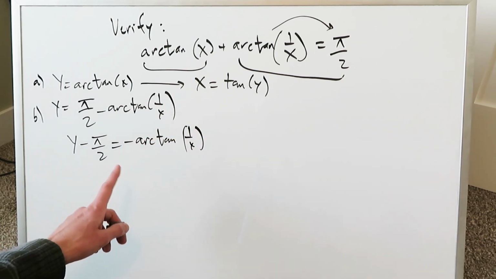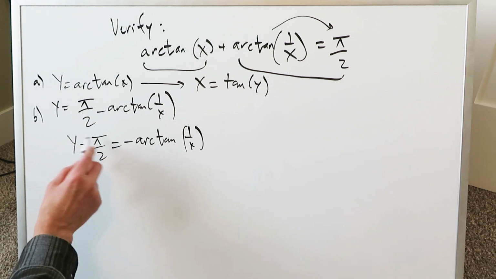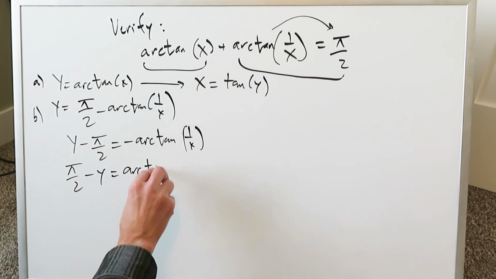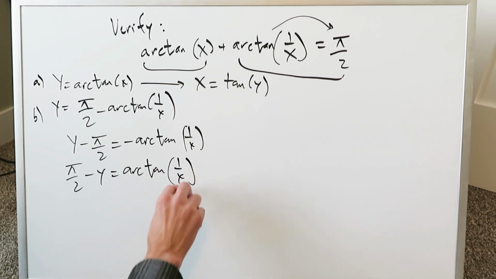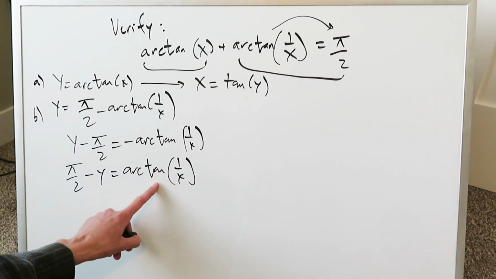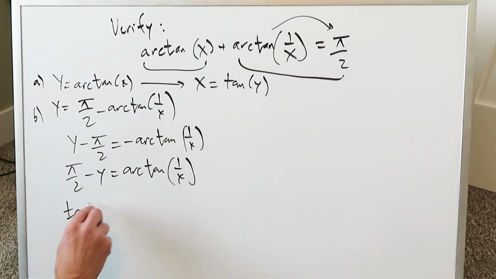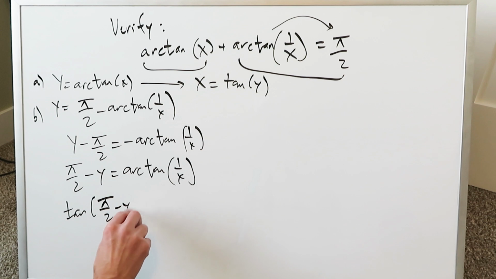Now you can take the minus on the other side. You'll have things flip around. You'll have pi over 2 minus y is equal to arctan 1 over x. Now the best item here as we continue is to take the inverse tan on the other side. You're looking at tan of pi over 2 minus y is equal to 1 over x.